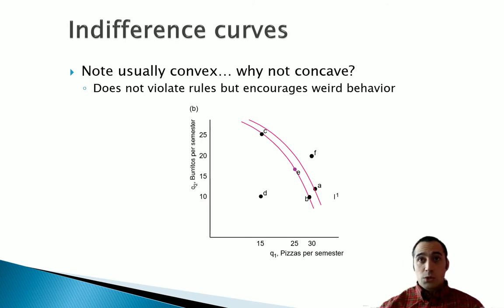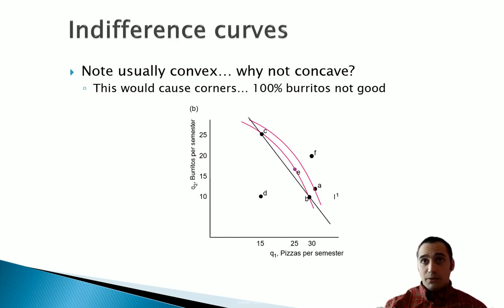So the interesting thing about these bundles, and the reason we'll often not use them, is because they start to encourage weird behavior. This says that C, where I have lots of burritos and very few pizzas, is indifferent to B, where I have lots of pizzas and very few burritos. But look where point E lies. Point E lies between C and B, but slightly northeast of the straight line. This straight line tells us if I were to exchange pizzas and burritos at some sort of reasonable ratio given my preferences, you would expect that I'd be happy with this point.